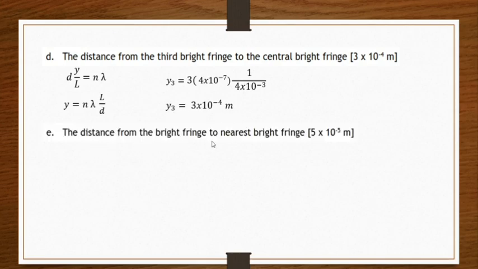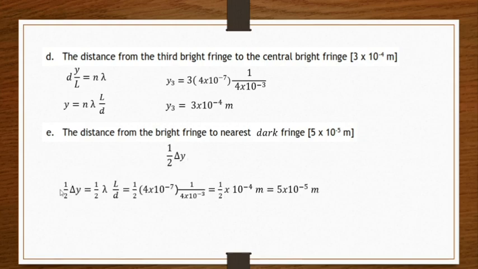The distance from the bright fringe to the nearest bright fringe, I guess this is not the nearest bright fringe. This is to the nearest dark fringe. If the distance from the bright fringe to the nearest bright fringe is equal to delta y, then the distance from the bright fringe to the nearest dark fringe is equal to a half delta y. So it will be equal to a half lambda L over d, and you can calculate that the result will be 5 times 10 to the minus 5 meters.